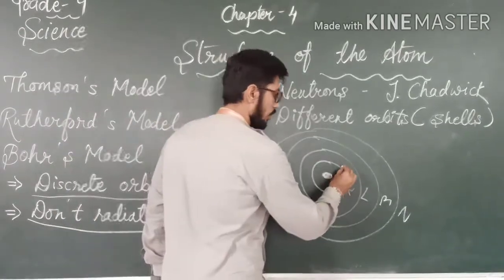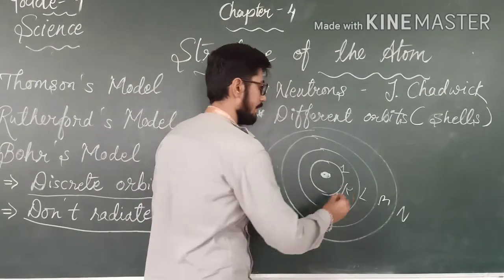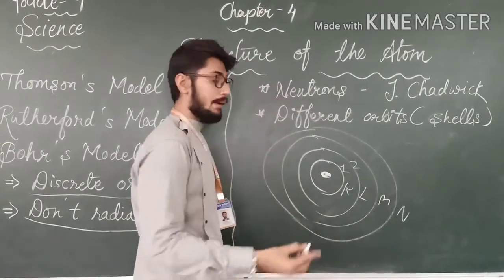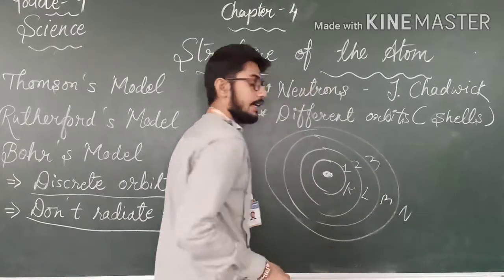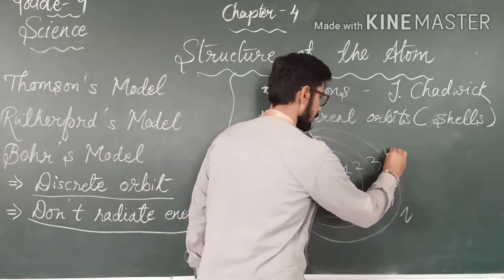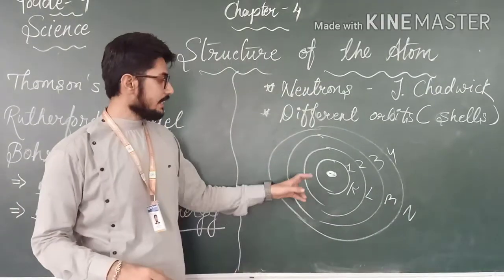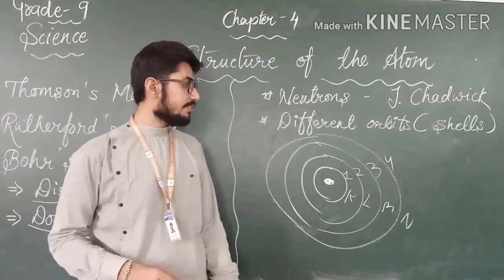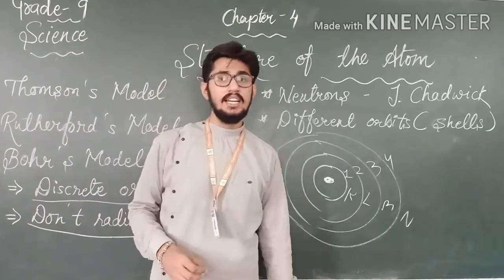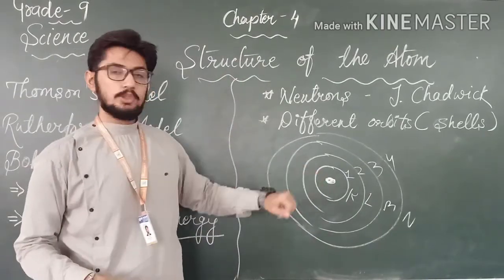K orbit का number होगा 1, L orbit का number होगा 2, M orbit का number होगा 3, and the number for N orbit will be 4. So I have given them names as K, L, M, N, and the energy levels are 1, 2, 3, 4. In this way I have given them their names as well as energy levels. This thing is proposed by the Pope.